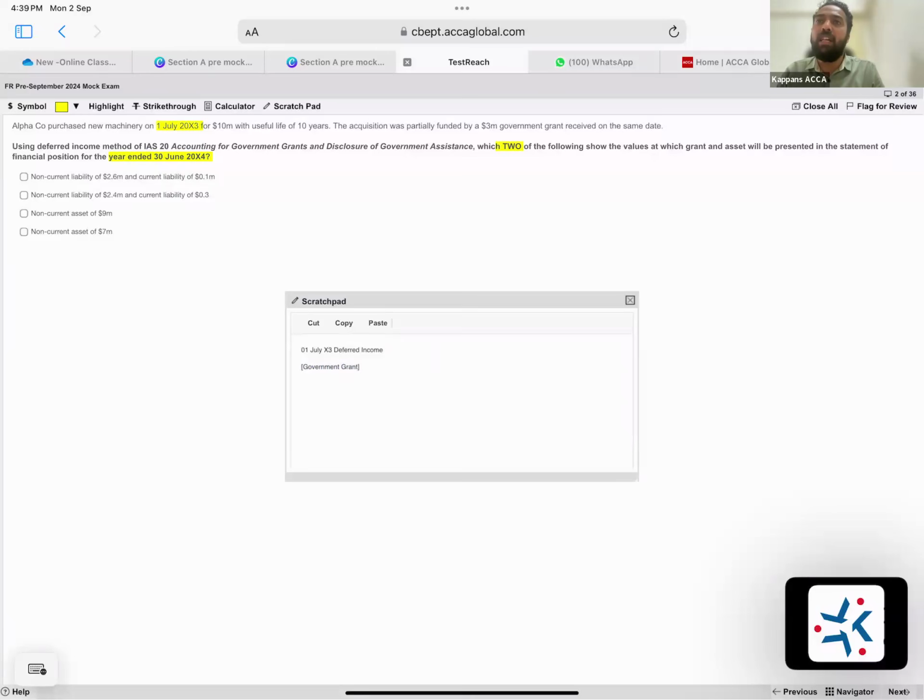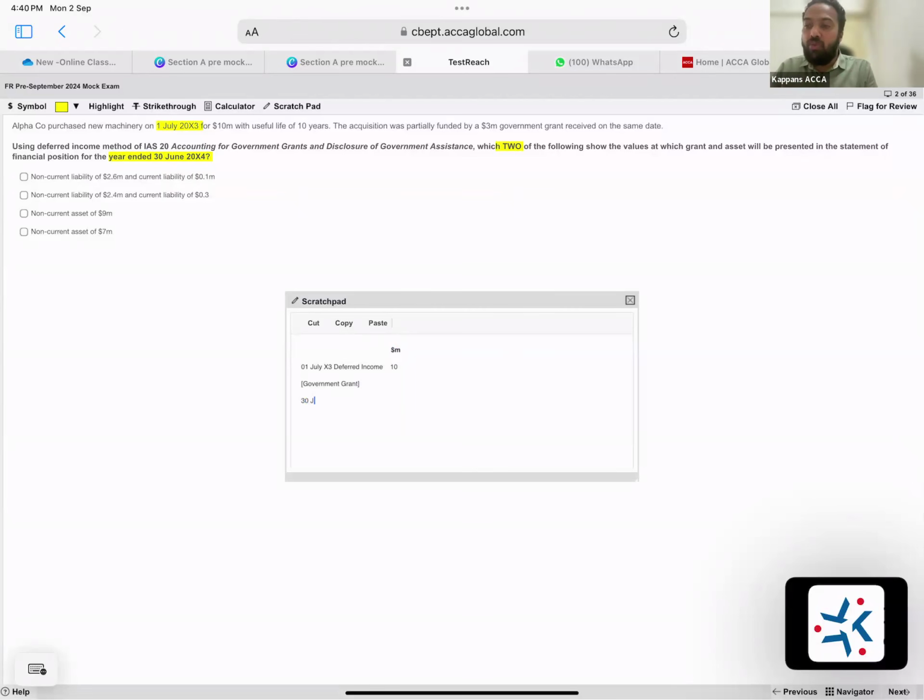And the deferred income is $10 million. So the amounts in millions. In your examination, you'll be given a rough paper if you're writing a center-based exam. So make use of that rough paper to scribble this. In a remote exam, rough paper will not be available. You'll have to make use of the scratch pad.